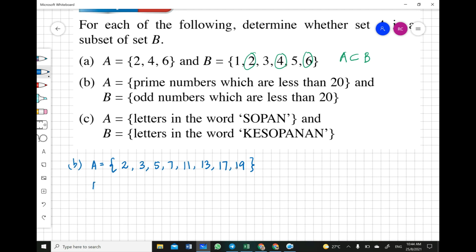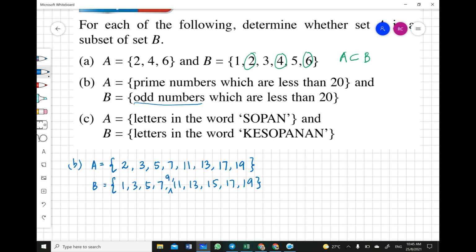Now we look at set B here. For set B, they are asking for the odd numbers which are less than 20. Oh, this one is easy, right? Odd numbers: 1, 3, 5, 7, 11, 13. After 13, 15, 17, 19. Did I miss out any number? Oh, I missed out the 9 here. Sorry. Correct now?